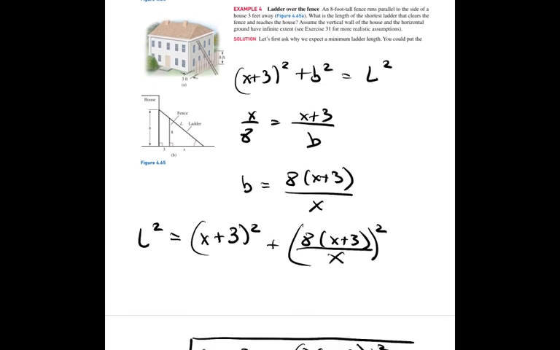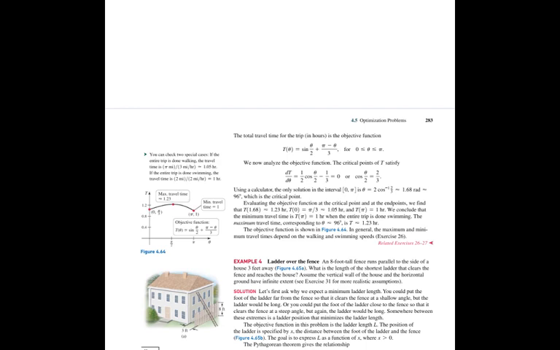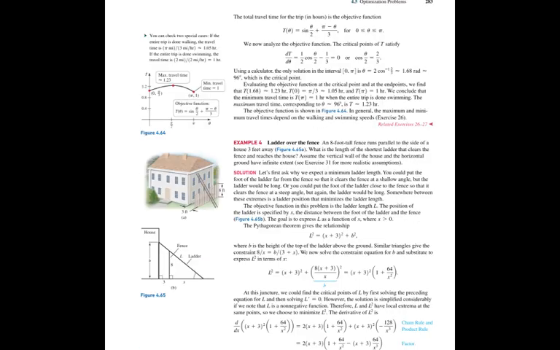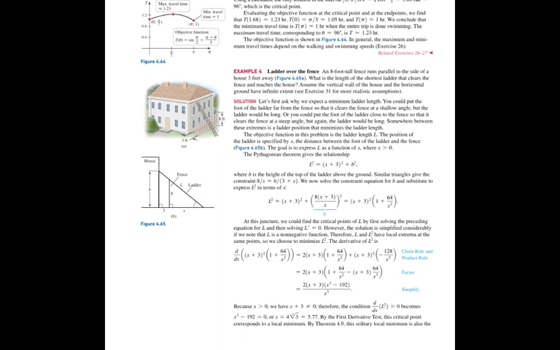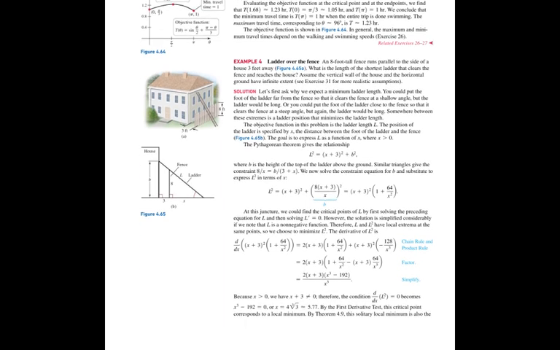Okay, so the text said, first we ask why we expect a minimum ladder length. Let me see what they say. We could put the foot of the ladder far from the fence so that it clears the fence. So there is a range. Yeah, right? We got this L squared equals x plus 3 squared plus b squared. We got that. So I think we just need to keep going with the factoring, which I'm just avoiding. Did we make a mistake? It looks like negative 3 should have been 1 over x cubed.